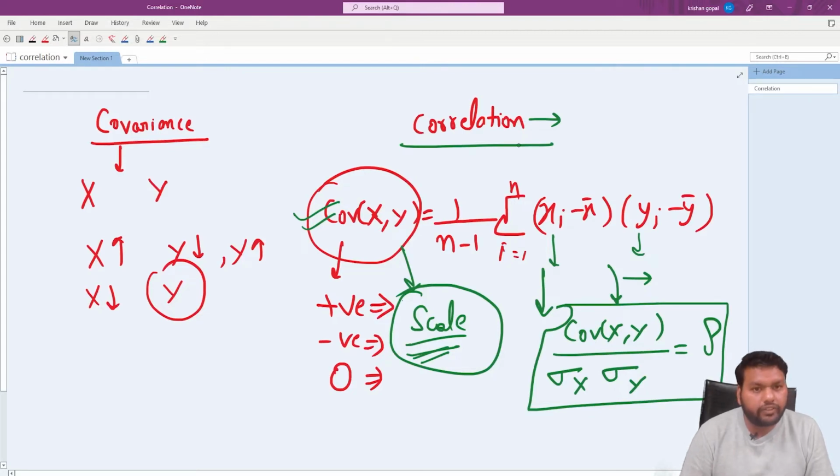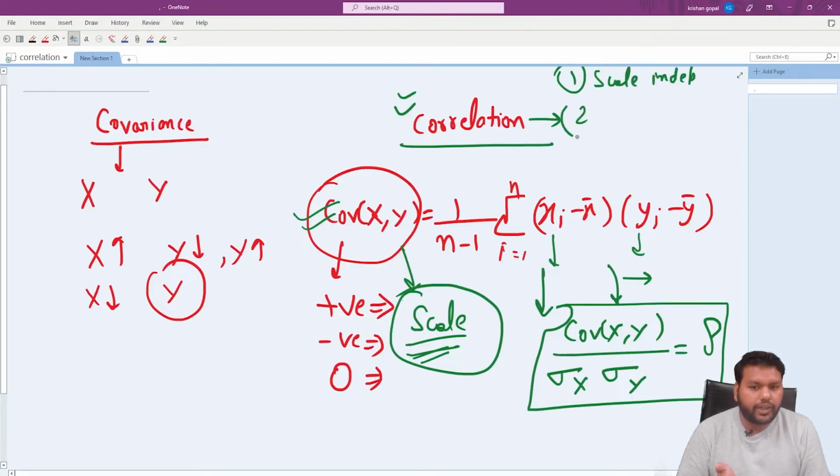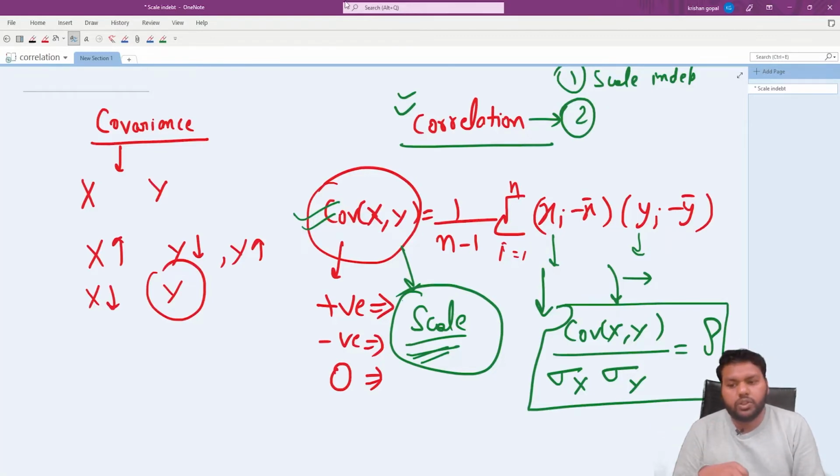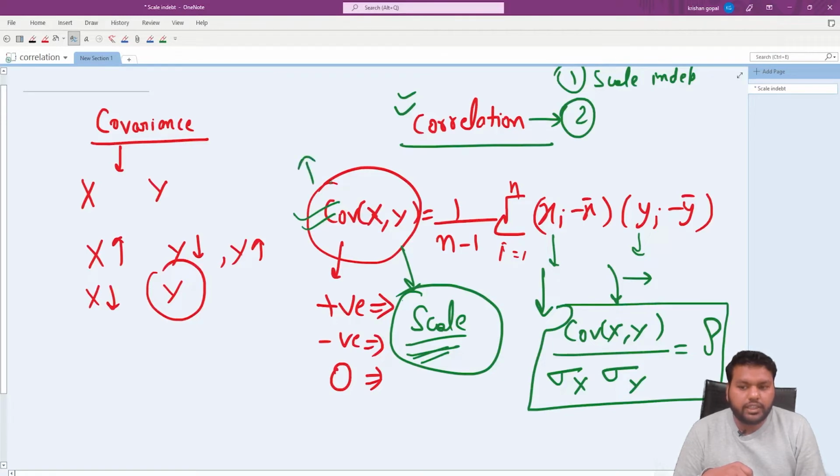Now what benefit do we get with correlation? We do not depend on the scale. This is one of the benefits, because we have already performed the normalization. That is the first benefit, that we are now scale independent. The second benefit is that it measures the relationship between x and y, how they are moving, as well as with what strength and to what extent they are moving. Because if you see the covariance formula, the range of covariance is minus infinity to infinity. But after performing the normalization, the correlation coefficient comes between -1 and 1.